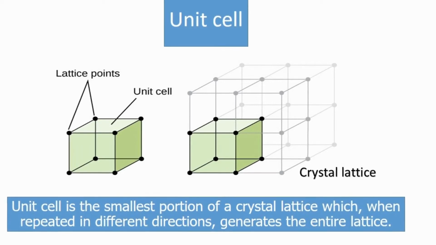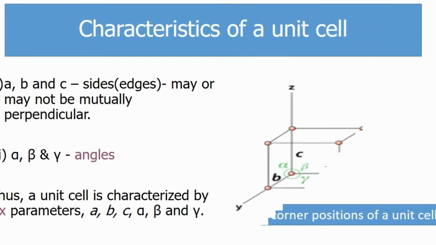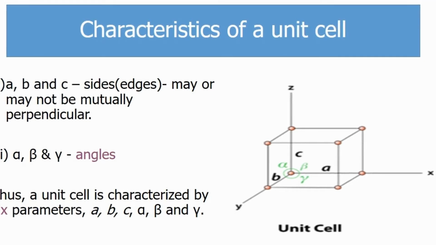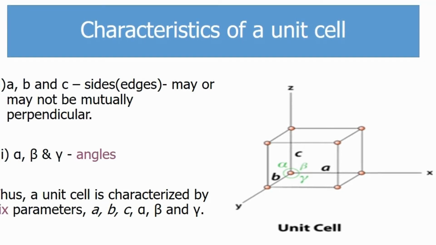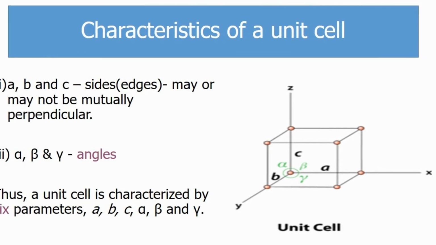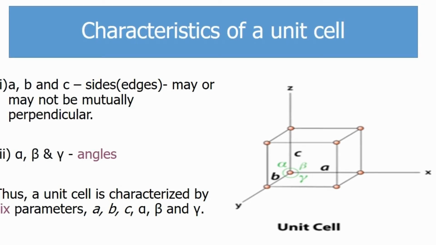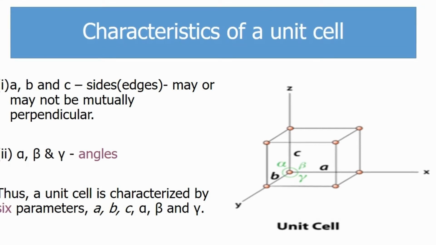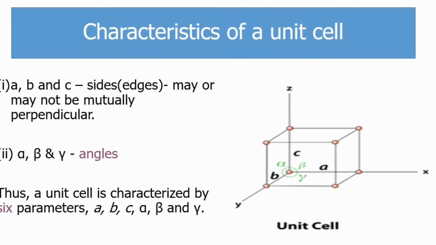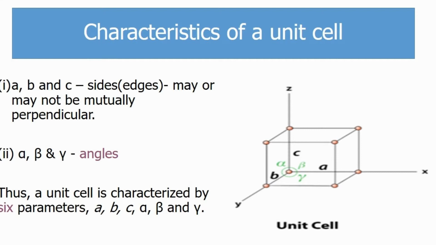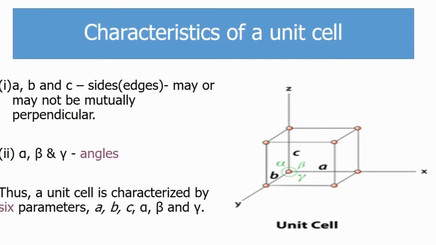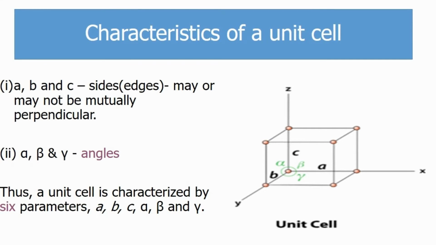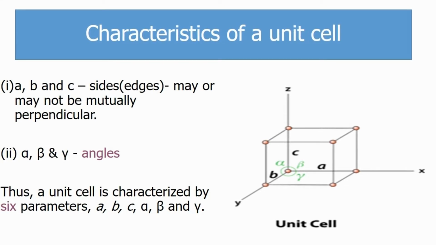A unit cell is characterized by three edges a, b and c, represented along the x, y and z axes of a 3D entity. These edges may or may not be mutually perpendicular. When these edges join, they form certain angles. They are represented as alpha, beta and gamma.